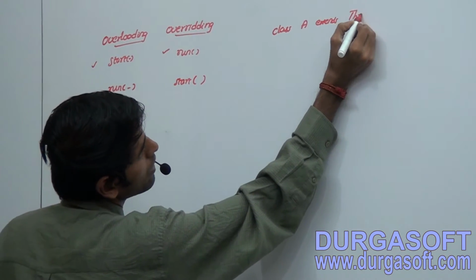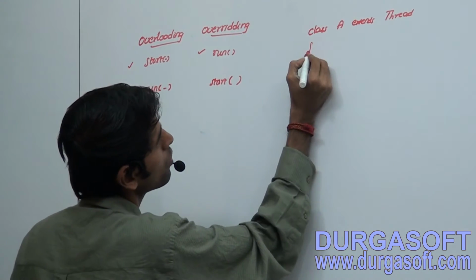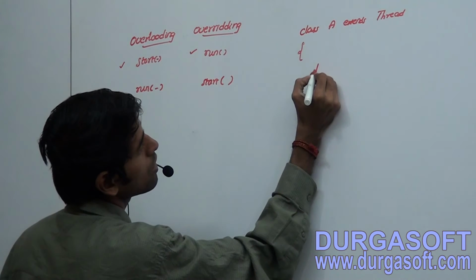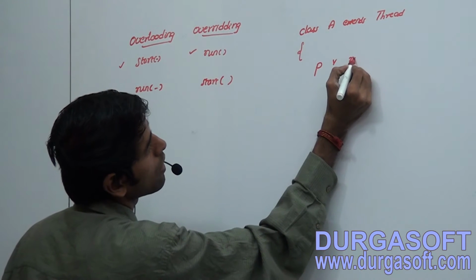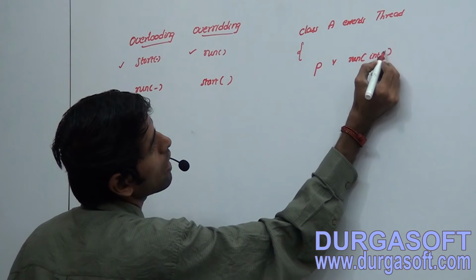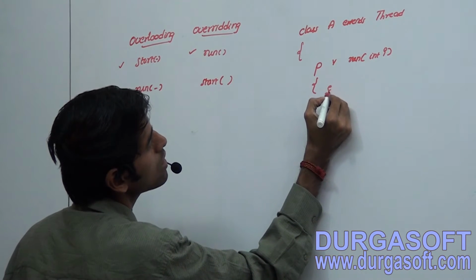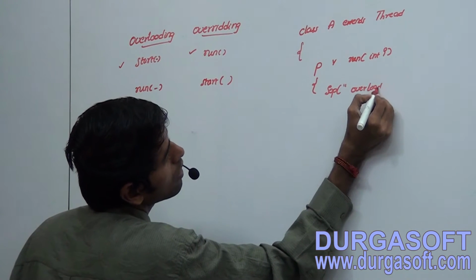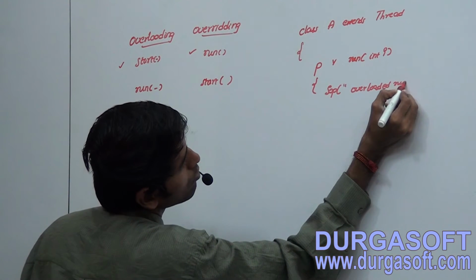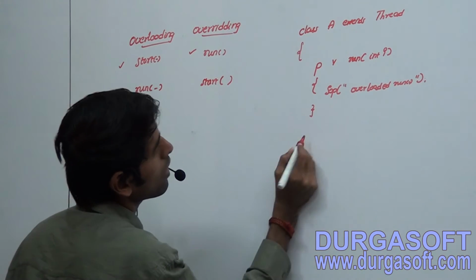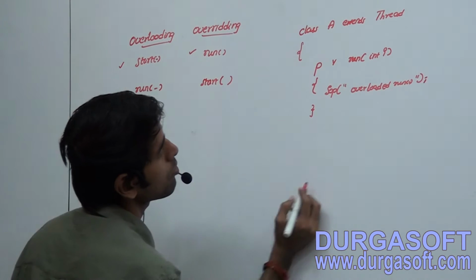In order to define a thread, we have two ways, right? Now think that I am overloading the run method. Public void run(int i). What is this? SOP of overloaded run method. And now I am closing this particular method implementation.